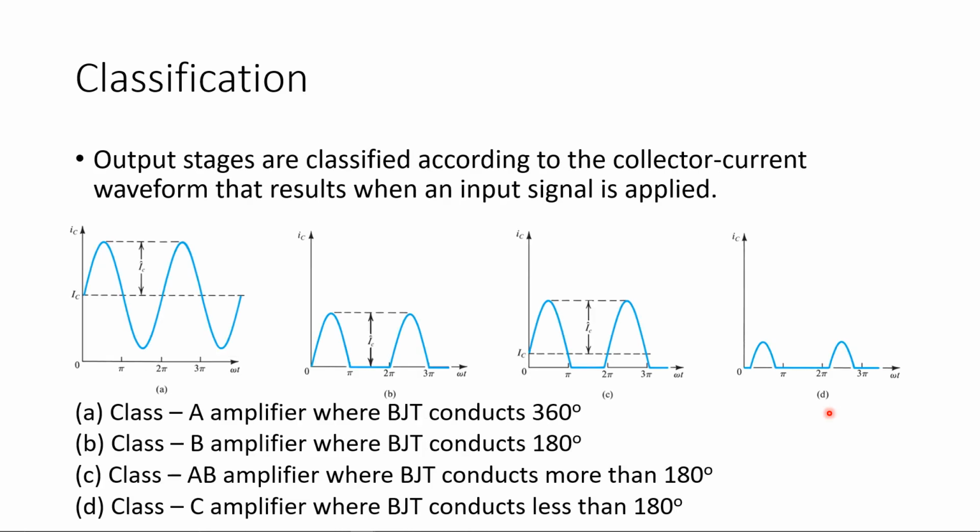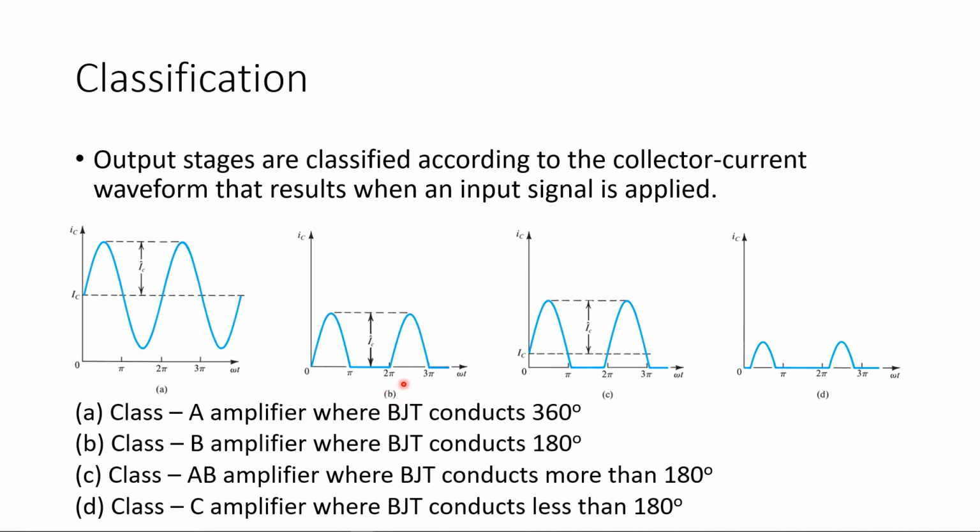So we'll be talking about transformer coupled load. If we talk about classification of power amplifiers, typical classifications are class A, class B, class AB, and class C. This picture here shows the class A amplifier, where you can see the collector current of the BJT, and the full signal is being conducted through the BJT. So the BJT is conducting the full 360 degrees, so 360 degree conduction is achieved.